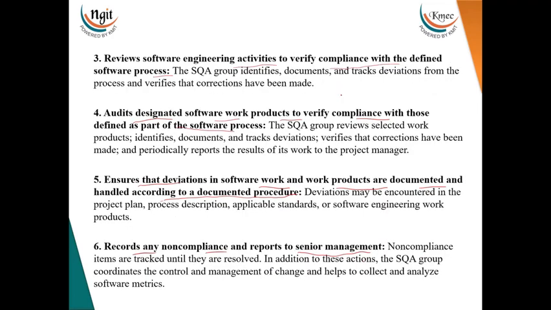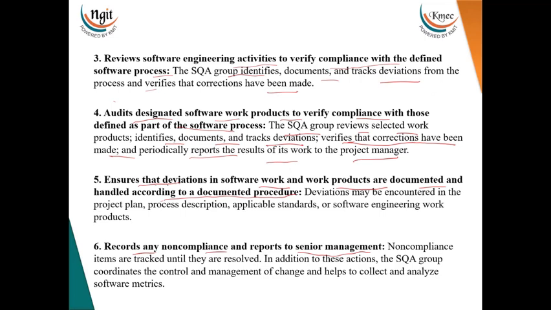Then it reviews software engineering activities to verify compliance with the defined software process, which says the SQA group identifies, documents, and tracks deviations from the process, and verifies that corrections have been made. Then it audits designated software work products. The SQA group reviews selected work products, identifies, documents, and tracks deviations, verifies that corrections have been made, and periodically reports the results of its work to the project manager.